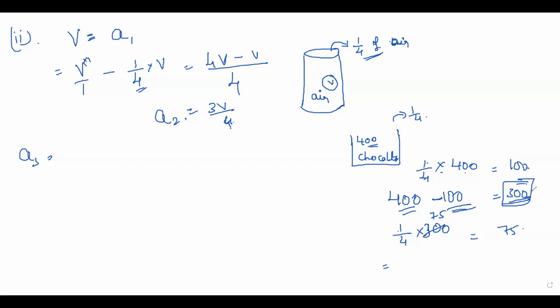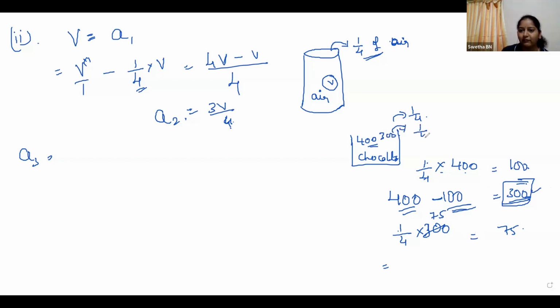Yes, ma'am. Remaining is 300. Again, from 300, we are removing 1/4 of 300. So 1/4 of 300 is 75 chocolates. We are taking out 75 chocolates. So how will you write that? 300 minus 75 is equal to 225. So 225 chocolates are remaining.